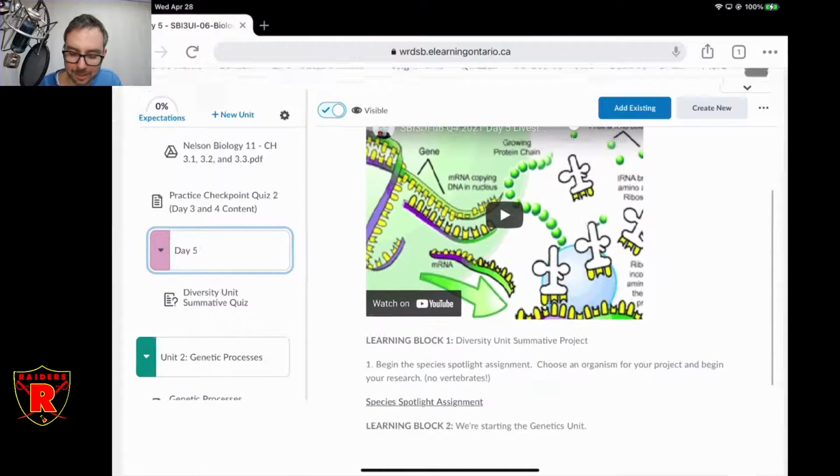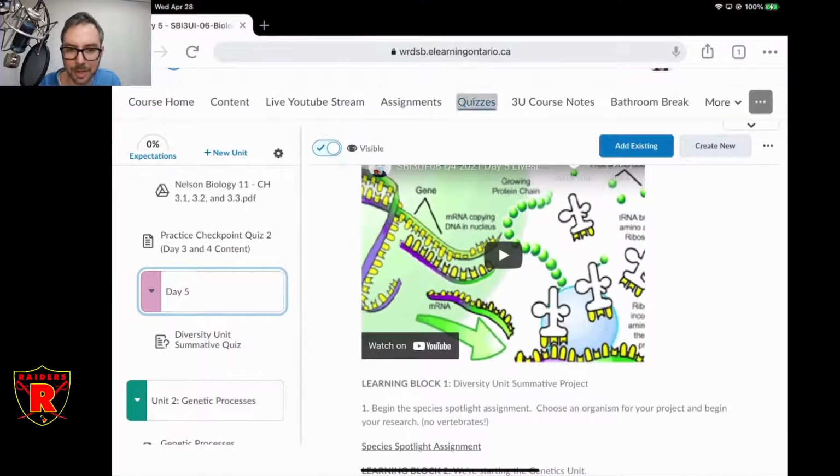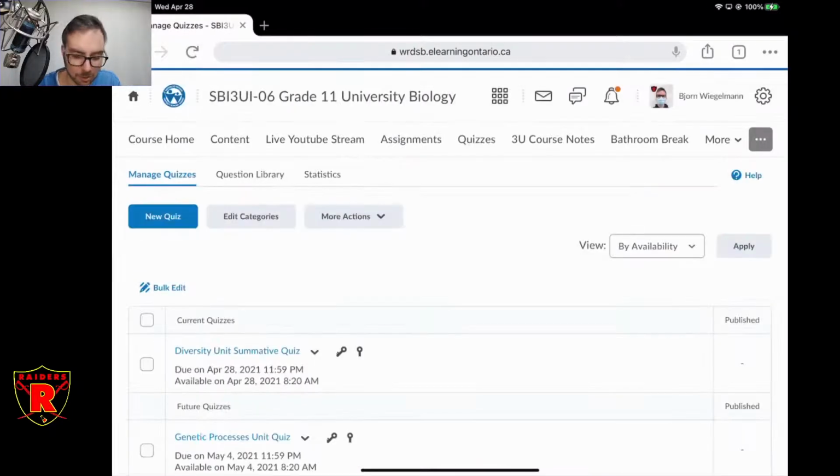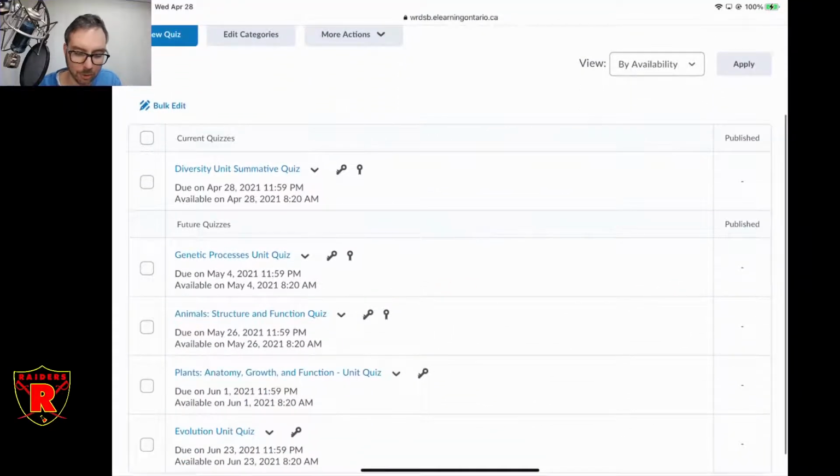In order to access the quizzes, you just go to the quizzes tab at the top, and you should see it listed there. It says current quizzes, diversity unit, summative quiz. When you click on it, it should tell you what the time limit is, but it's fairly lengthy. I think it also tells you the number of questions, and it's open book. So you're meant to write it during learning block 3. I ask that you write it before tomorrow at midnight.